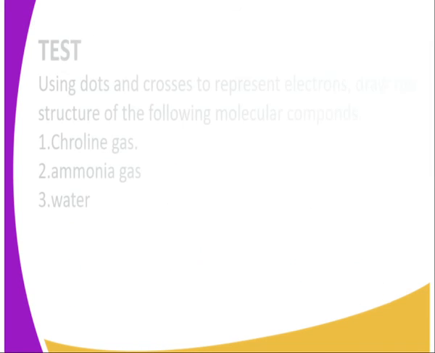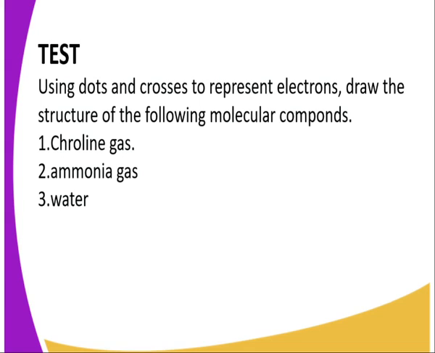The last thing you need to do is to test your understanding of the concept. Using dots and crosses to represent electrons, draw the structure of the following molecular compounds. Chlorine gas, which is a halogen, has 7 electrons in the outermost energy level. Ammonia gas and water.